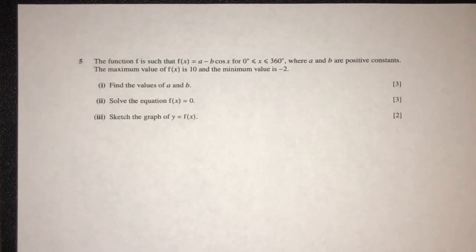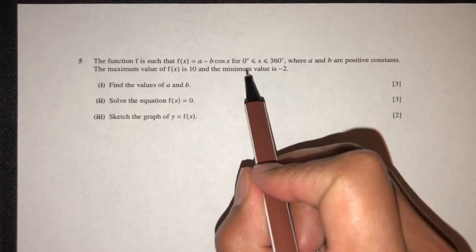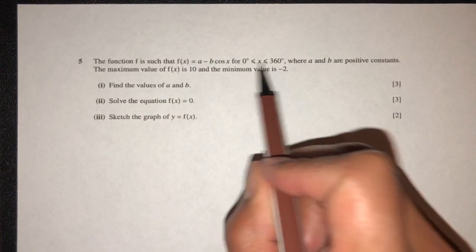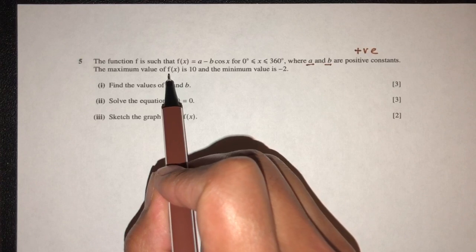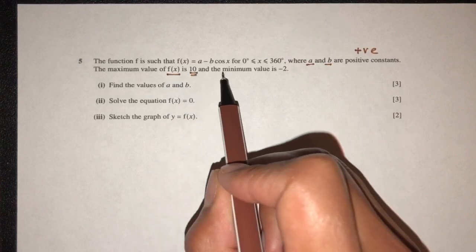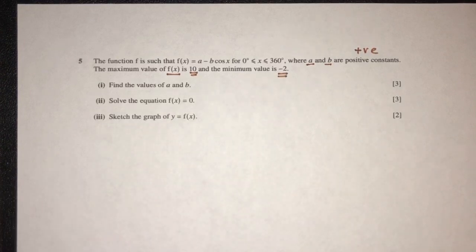Let's move on to the next question. The function f is defined by this, for x from 0 to 360, where a and b are positive values. Good to know. The maximum value of f(x) is 10, and the minimum value is minus 2. So we have to use that information to find the values of a and b.